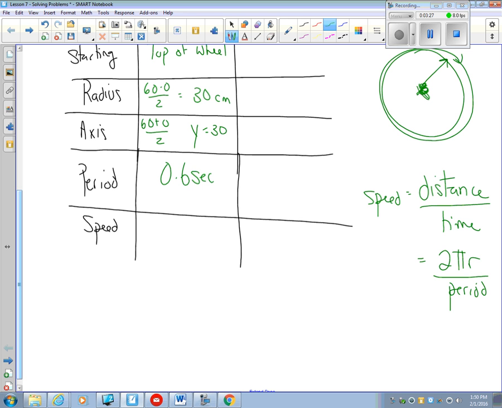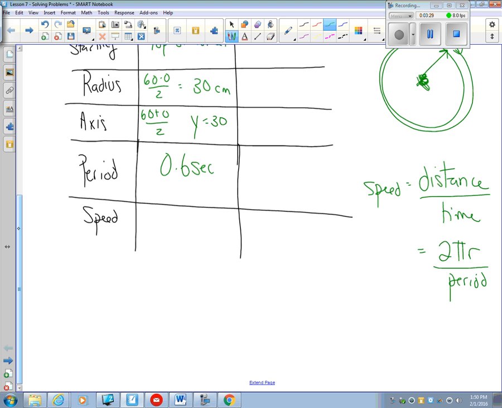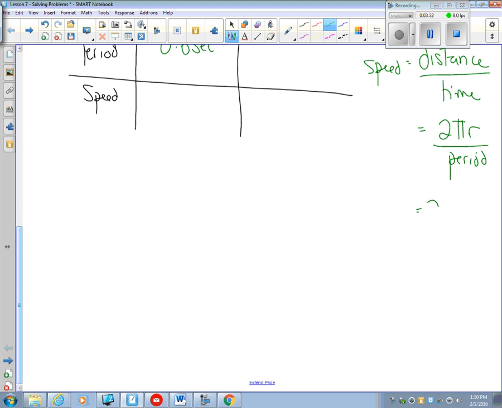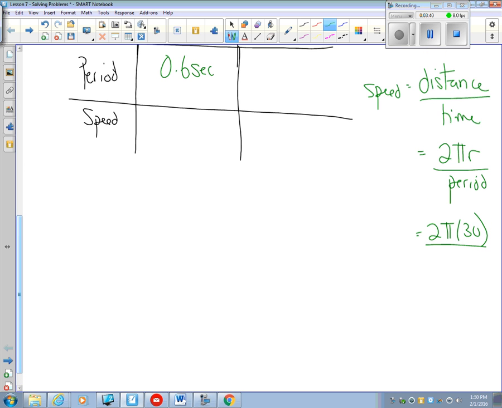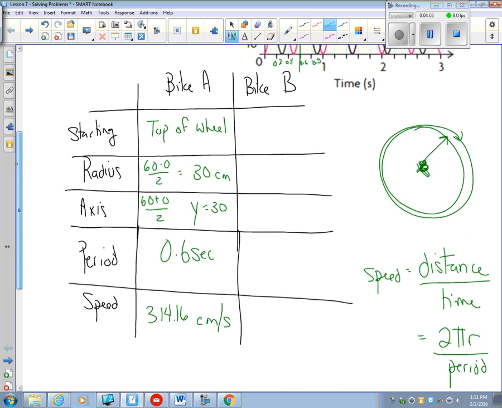Now the good thing is, previously we had to figure out the radius. The radius we found was 30 centimeters. So we get 2 times pi times 30 divided by the period we said was 0.6 seconds, I believe. Just go up here for a second. If I punch it into my calculator, I end up with a speed of 314.16 centimeters per second. And I've taken something going around in a circle and turned that into a speed. And there we go. Hey, you guys try bike B if you would.